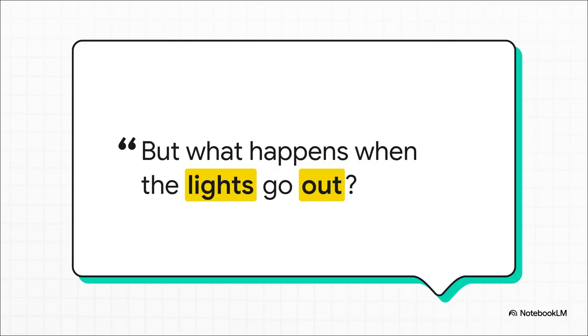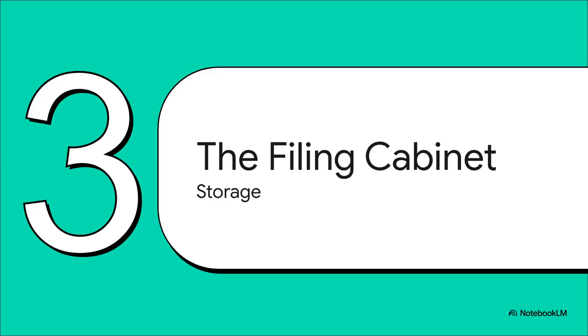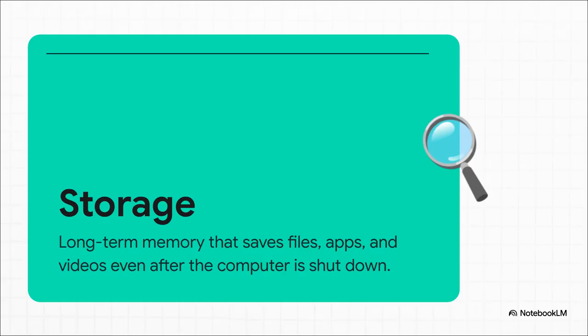This leads to a really big question, doesn't it? If RAM is just temporary, if that desk gets cleared every single night when you shut the computer down, then where do your files, your photos, and your games actually live? Well, the answer is in the office's long-term memory system, the filing cabinet. This is where you put everything away for safekeeping so you know it'll be there when you come back tomorrow morning. And that, my friends, is storage.